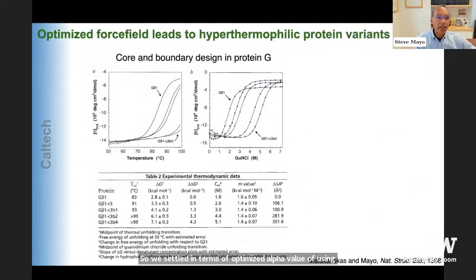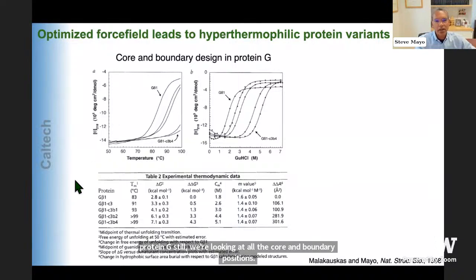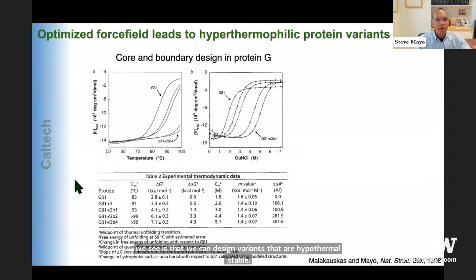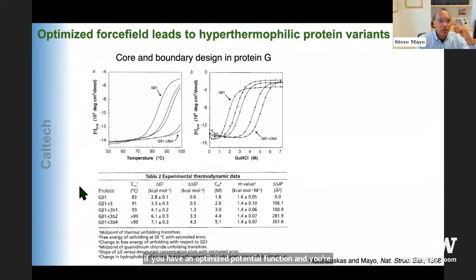And then if we apply that to a larger design case in protein G still, where we're looking at all the core and boundary positions, what we see is that we can design variants that are hyperthermostable. And this is what you would expect if you have an optimized potential function and you're using a combinatorial optimization method that actually gives you ground state solutions. And so just as one example, here's the fully designed variant C3b4. It does not unfold at 99 degrees C compared to wild type protein G.